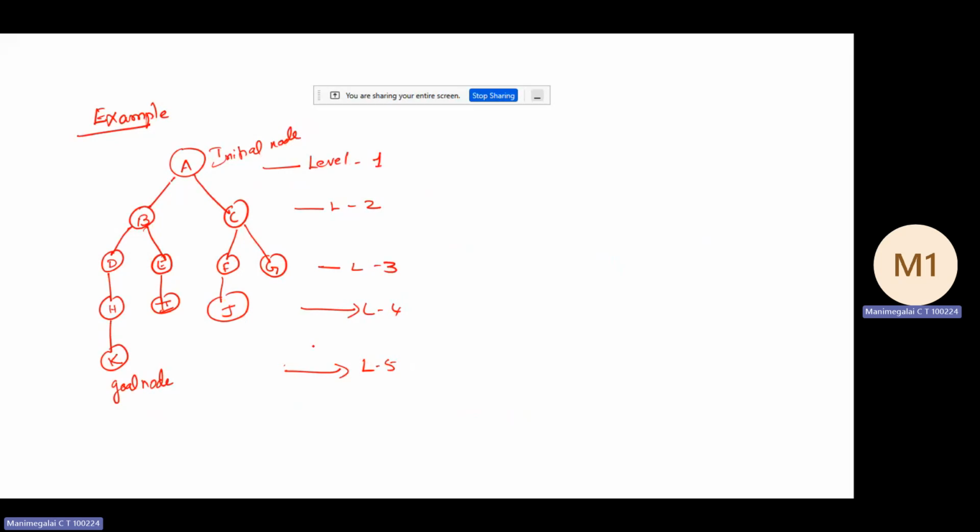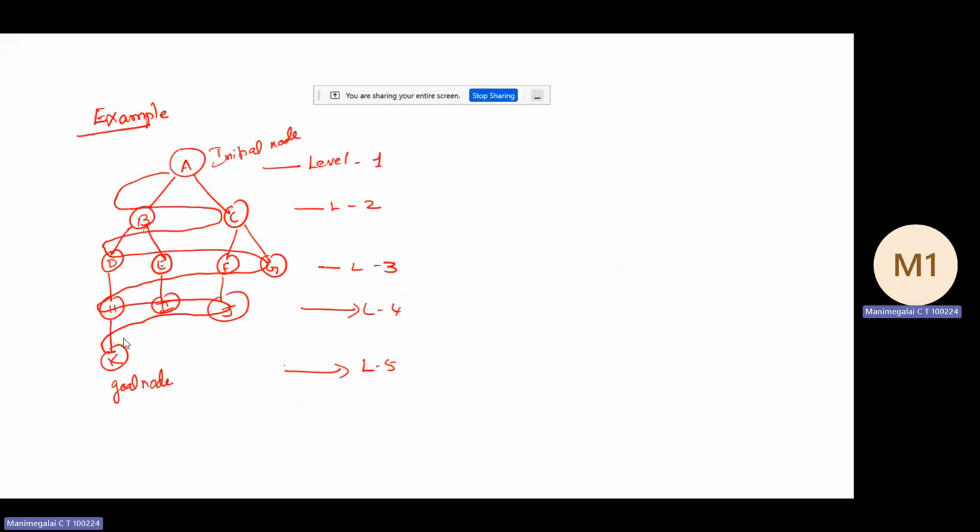So what is the procedure here? It will start with this particular node. It will go like this. It will come here and search here. Then again it will come here and search all these nodes. Then again it will come here, search all these nodes, and finally reach the destination node. So this is the procedure.